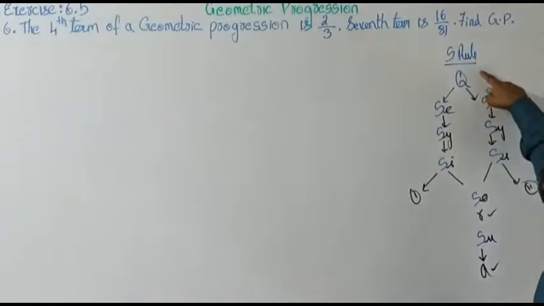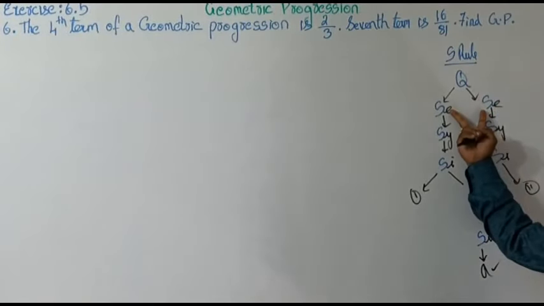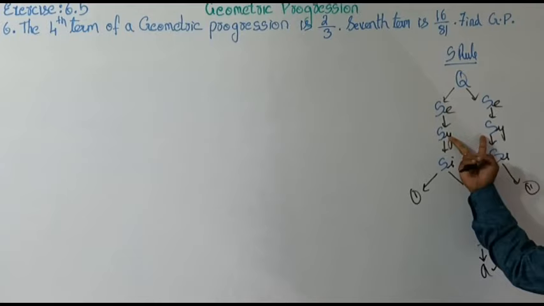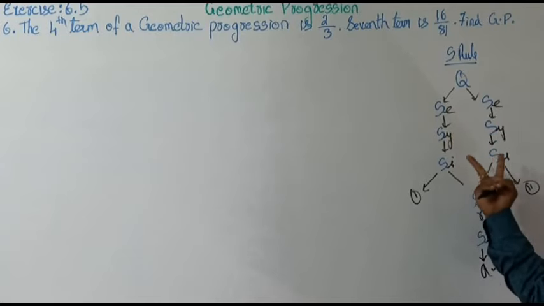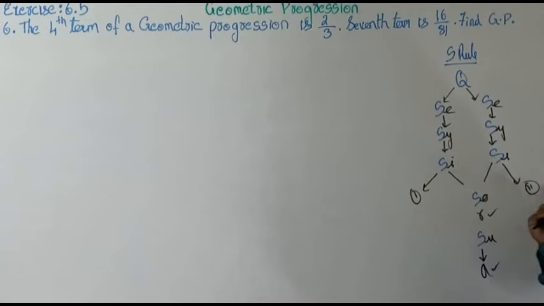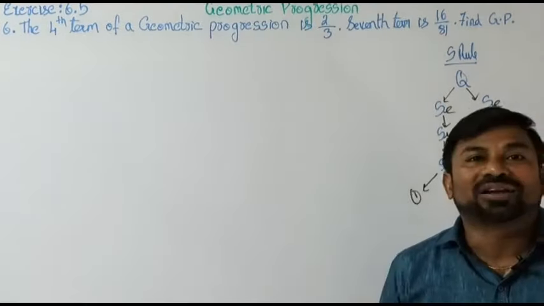I repeat, from the question, we take two sentences. We write the two sentences in terms of symbols. Then we simplify. We solve equations 1 and 2, then we get the value of R. From R, if you substitute in any one of the equations, we get A. After getting A and R, we do whatever we want.